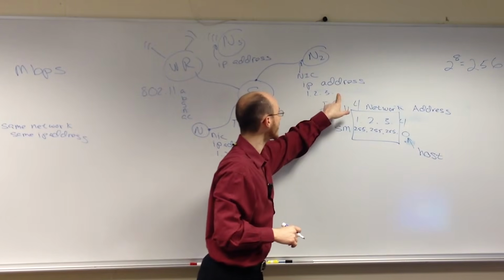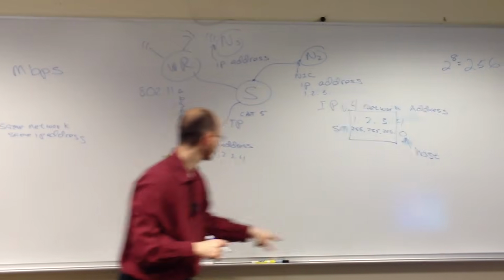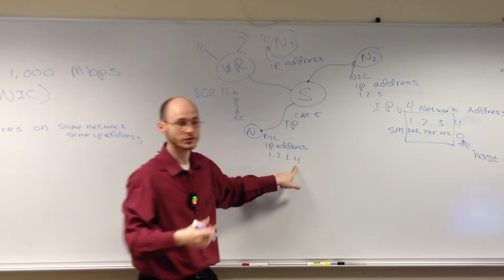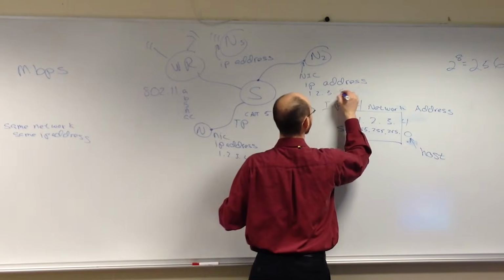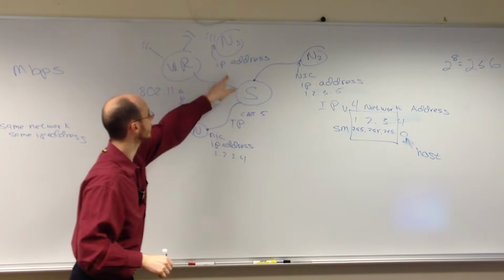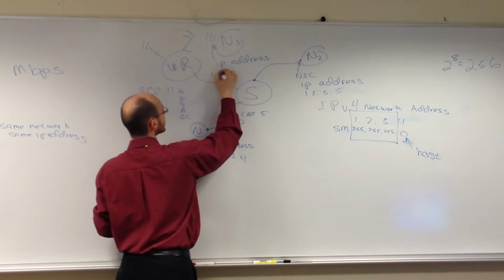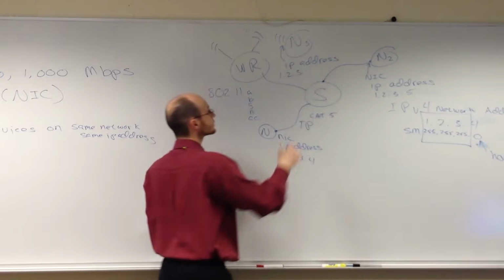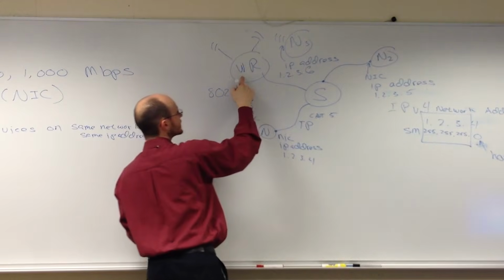Now, what can I not give this computer? 4, because 4 is used by the other computer, correct? So let's give it a 5. Now let me give this computer an IP address. 1.2.3.6. Does this need an IP address?